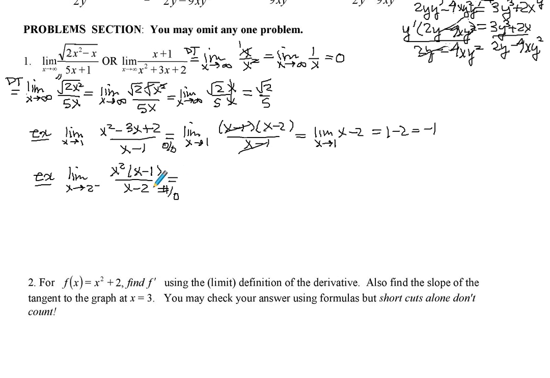And we analyze signs. Anything squared is positive. As x gets close to 2, 2 minus 1 will get close to 1. That's positive. And then x minus 2 gets close to 0. x is approaching 2 from the minus side. That means x is less than 2, remember? So if you bring the 2 over as a negative, x minus 2 will be less than 0. So this is a negative sign on the bottom. Positive over negative, negative infinity.